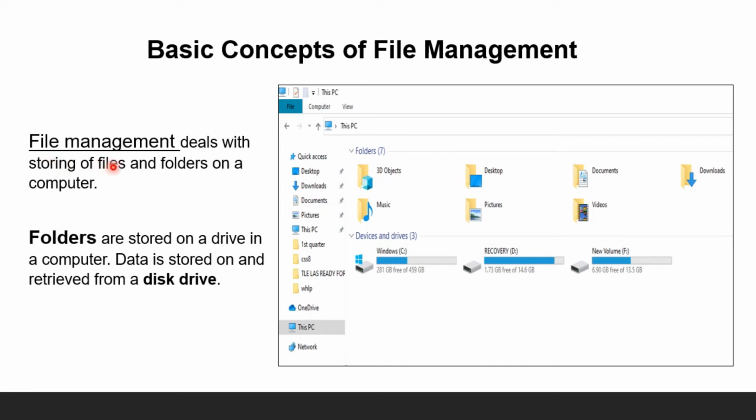File management deals with storing of files and folders on a computer. File management is the same as storing your clothes in your cabinets. It should be well organized. Folders are stored on a drive in a computer. Data is stored on and retrieved from a disk drive. What we have here, the Windows C, Recovery D, and New Volume F, are disk drives.